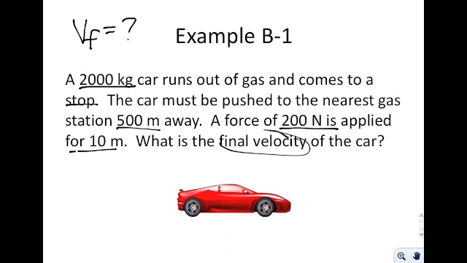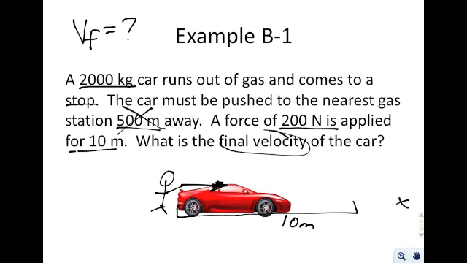So if you kind of draw this out, this car is at a stop and you've got somebody who's got to exert a force on it. They've got to push it 500 meters away, but it says it only pushes it for 10 meters. So although there are two different distances here, this one is irrelevant because it's saying you only exert the force for 10 meters. Even though it's 500 meters away, you're only doing the force for 10 meters, so that's what's important.